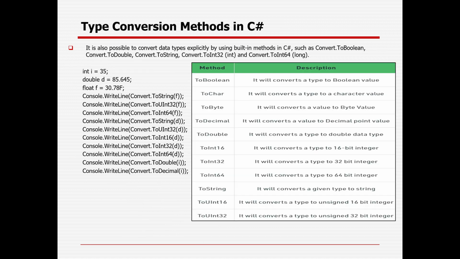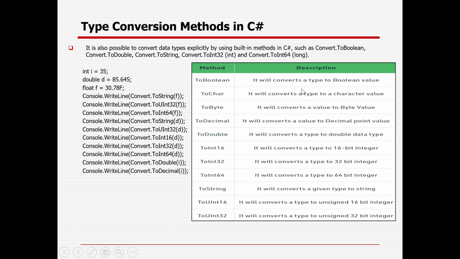And then there are a couple of type conversion methods available in C#. It is possible to convert data types explicitly by using built-in methods in C#, such as Convert.ToBoolean, ToDouble, ToString, ToInt32, ToInt64, like that. So these are a couple of methods.